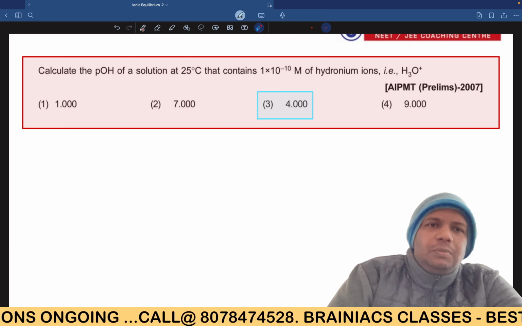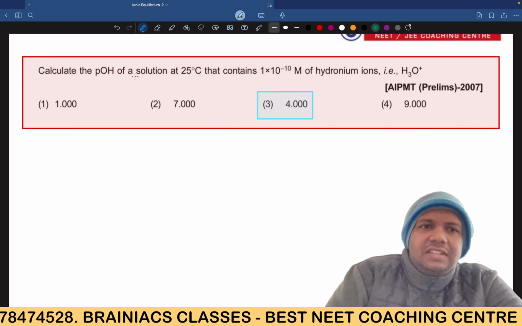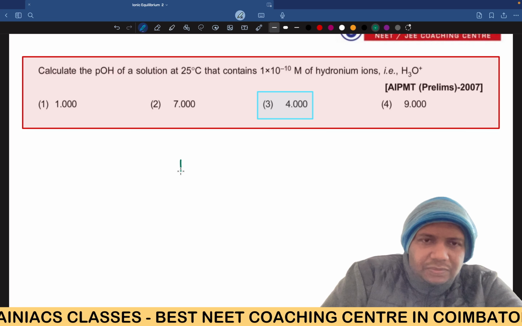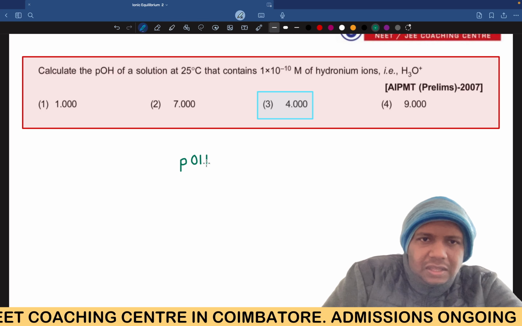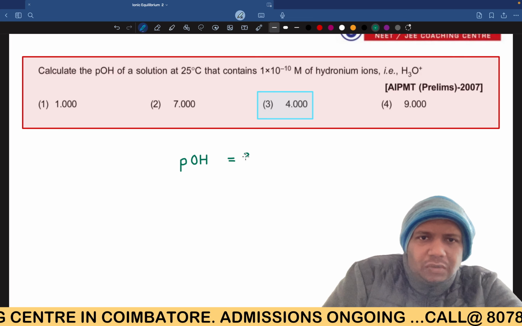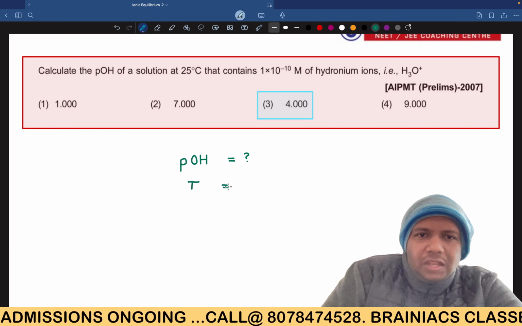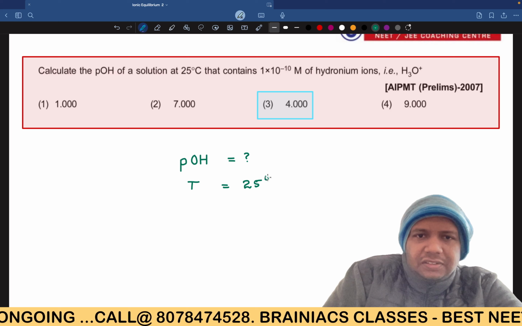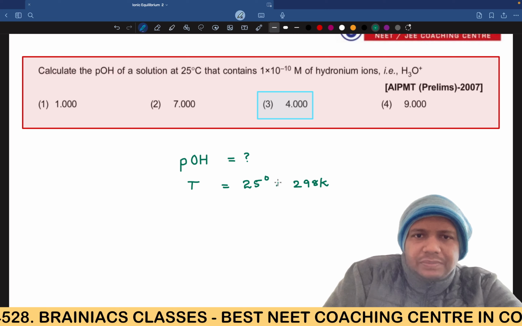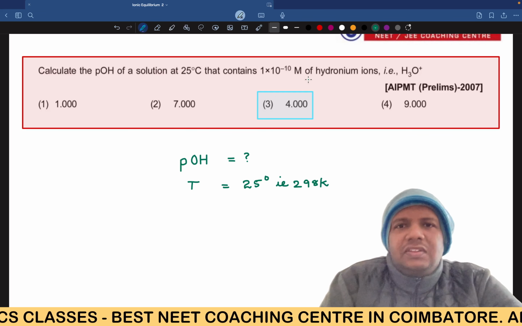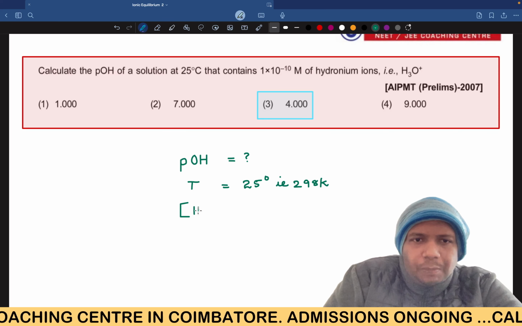What is the most important thing when you see a question like this? What all things do we need to note down? One important thing is that here we need to calculate pOH. The other important thing is they have mentioned the temperature, which is very important. It is 25 degrees Celsius, or room temperature, that is 298 Kelvin. The next thing is they have given you the hydronium ion concentration, that is H3O plus.